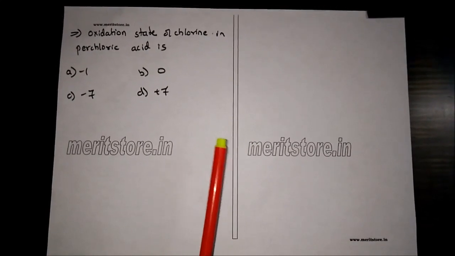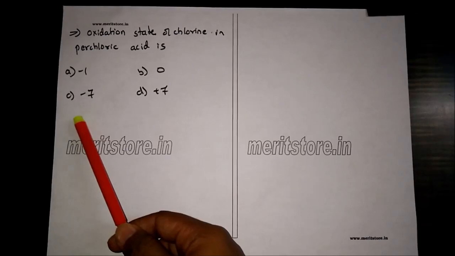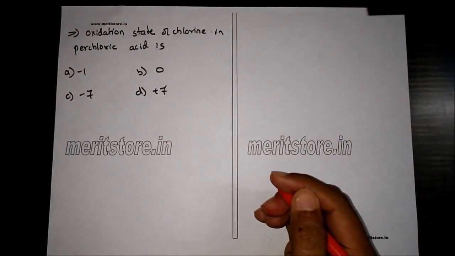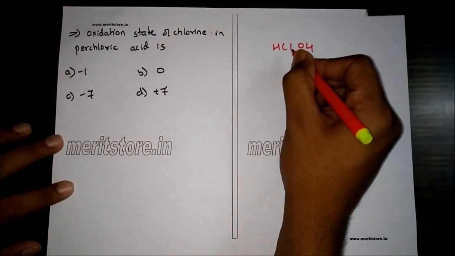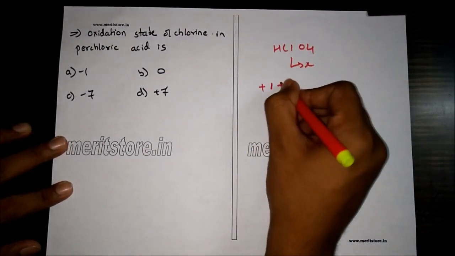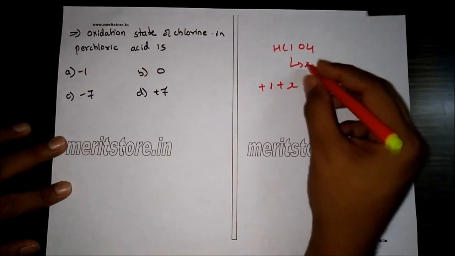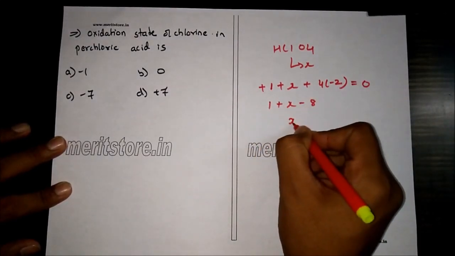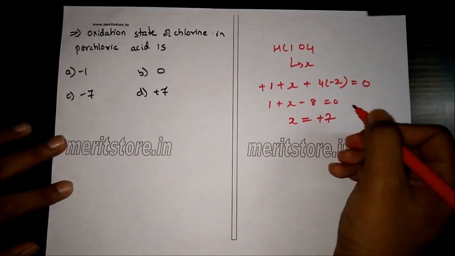The oxidation state of chlorine in perchloric acid is A minus 1, B 0, C minus 7, or D plus 7. Now the formula for perchloric acid is HClO4. Therefore, let the oxidation state of chlorine be X. Therefore, plus 1, which is the oxidation state of hydrogen, plus X plus 4 into minus 2, which is the oxidation state of oxygen, is equal to 0. Therefore, 1 plus X minus 8 is equal to 0. Therefore, X is equal to plus 7. Here, the correct answer is option D, plus 7.